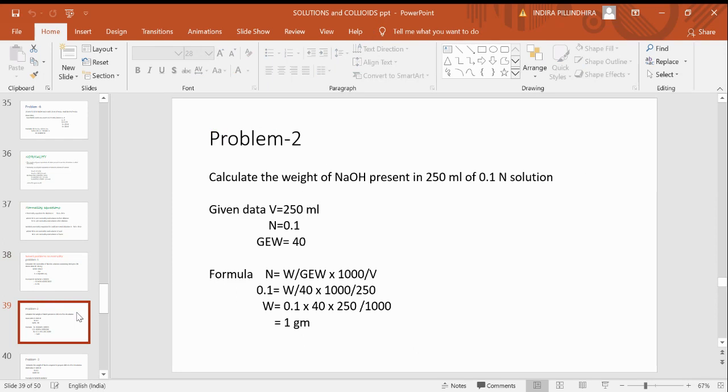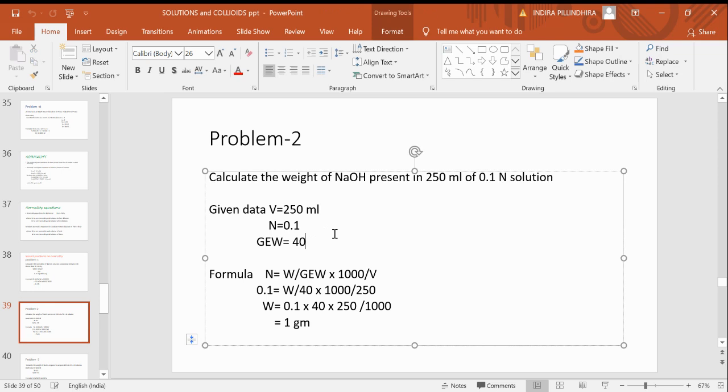Problem 2. Calculate the weight of the sodium hydroxide present in 250 ml of 0.1 N solution. So here also first we should write the given data. The data that is given here is volume, that is 250 ml. Normality is given, that is 0.1 N. So given data, V is equal to 250 ml, normality is 0.1, and GW, here the sodium hydroxide molecular weight is 40 and number of OH minus ions is 1. So 40 by 1, which comes to 40. Okay. That's how we should calculate the GW.